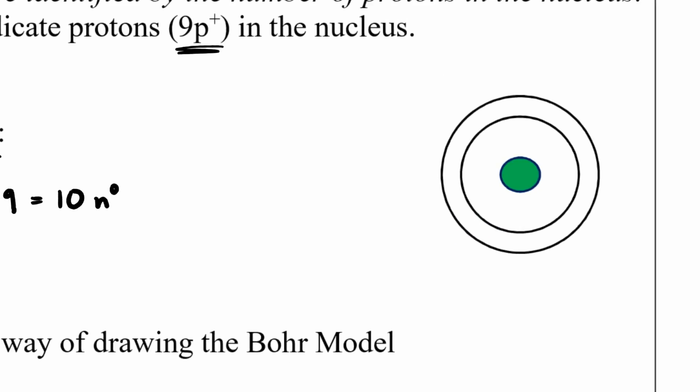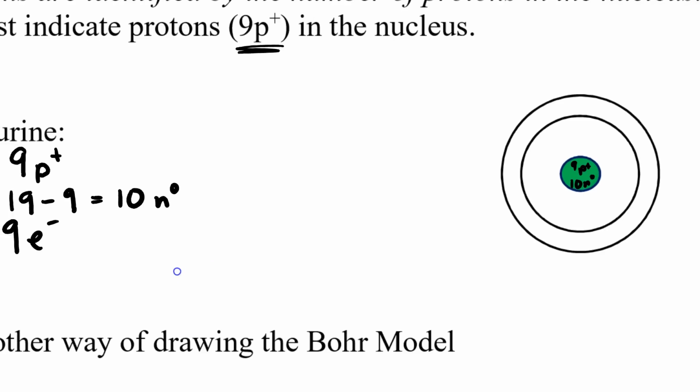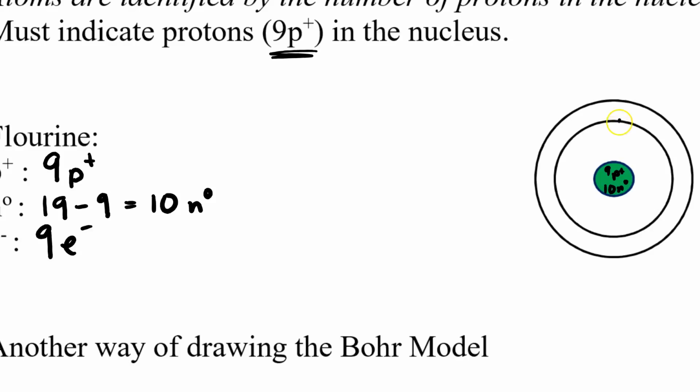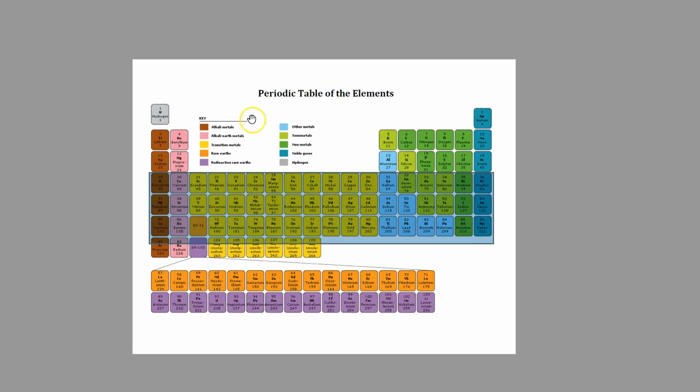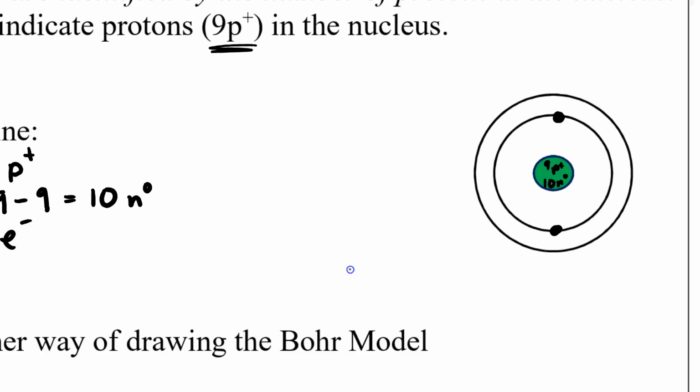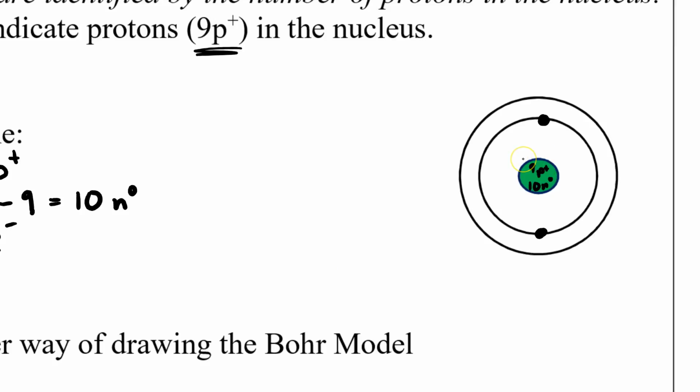So I'm going to make this bigger and I'm going to say, okay, 9 protons, 10 neutrons, and 9 electrons. So 1, 2 to fill the first shell, because in the first period there are going to be 2 elements. So there are 2 electrons in the first orbit. And then I'm going to count up to 9. So 1, 2, 3, 4, 5, 6, 7, 8, 9. Great! So we're noticing that there is only 1 more electron needed to fill that shell. That means that fluorine is actually pretty reactive.